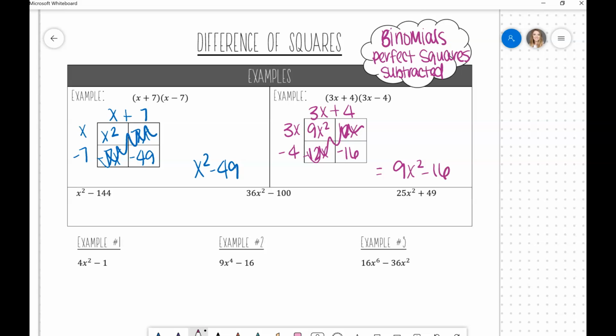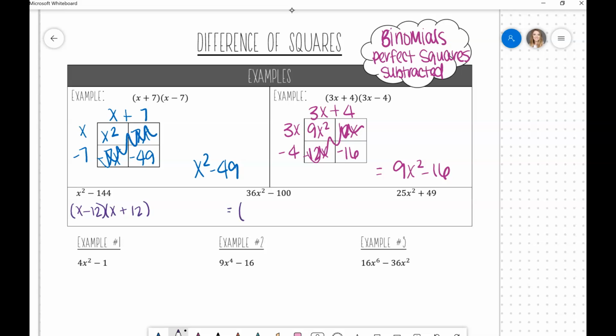So when we've identified a difference of squares situation, it factors into binomials where the first term of each is the square root of the first term of the end result. The other part of each binomial is the square root of the second term, and we have one positive, one negative. So following that pattern, the square root of x squared is x, the square root of 144 is 12, one positive, one negative. It doesn't matter which one goes where.